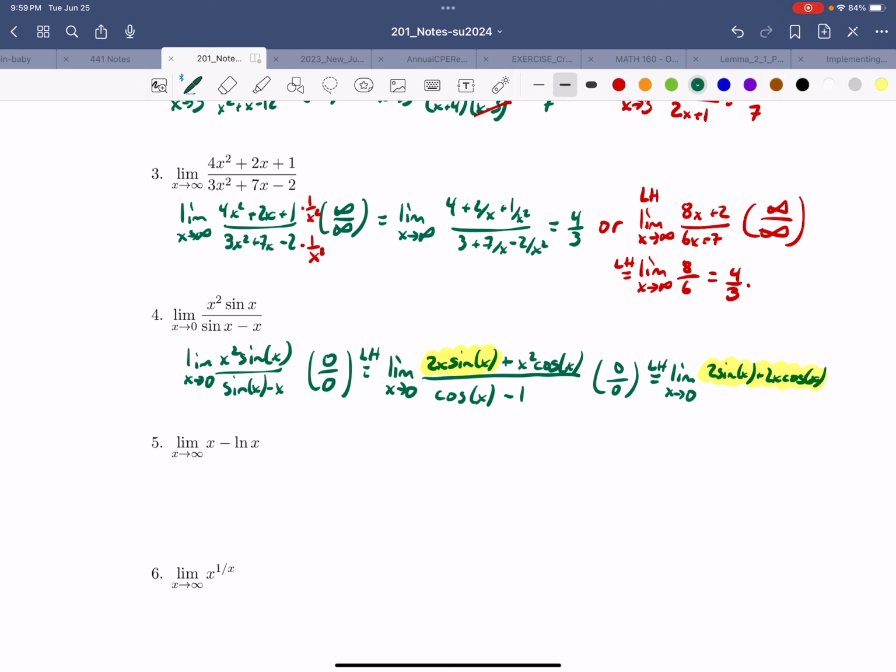And then I guess we're going to have, still on the top, plus 2x cosine of x. And then I guess it's going to be minus x squared sine of x. And just to be clear, this is still on the top, right? This is now the derivative of this guy. And all of this is over, I guess it's just negative sine of x, right? Because the derivative of the bottom is a bit nicer.